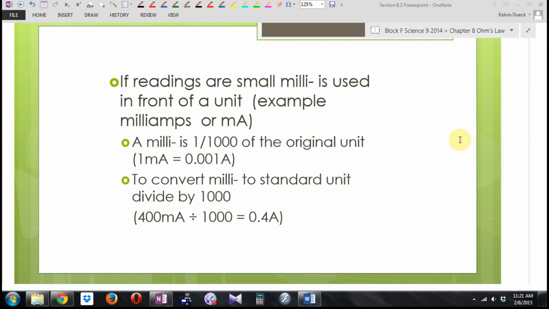The 2 main ones that we use are kilo for big stuff, but if they're small, we tend to use milli in front of a unit, which is a lowercase m, milliamps. In fact, 100 milliamps is considered the death current. I think I mentioned that to you the other day. So a milli is 1/1000th of the original unit. So to go from milli to standard, you divide by 1,000. Did I put that on your formula sheet? I can't remember.